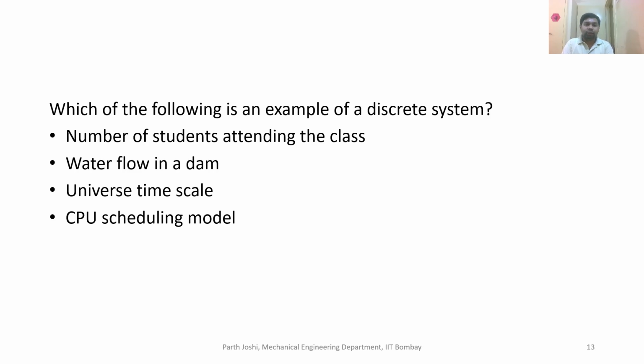So which of these examples is a discrete system in this case? Yeah, in this case the answer is number one, the number of students in the class. Yes, it's a discrete thing.